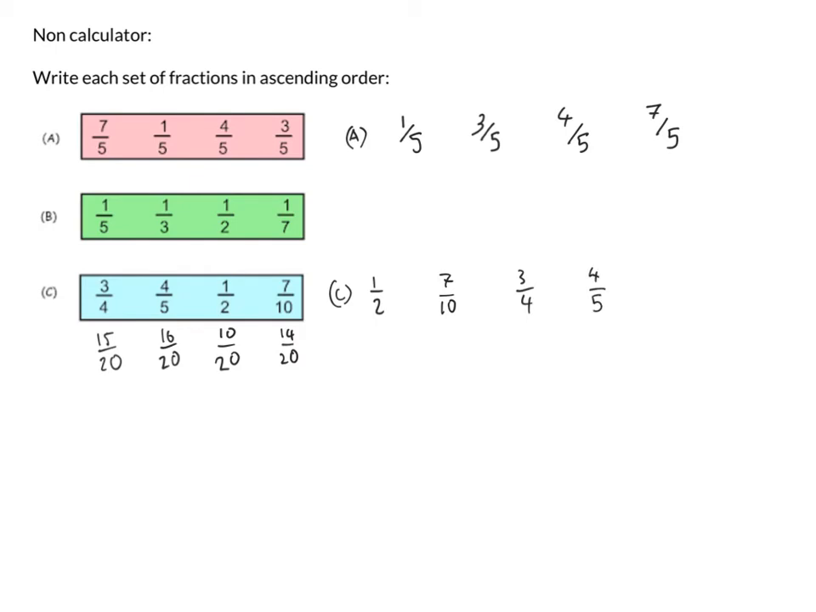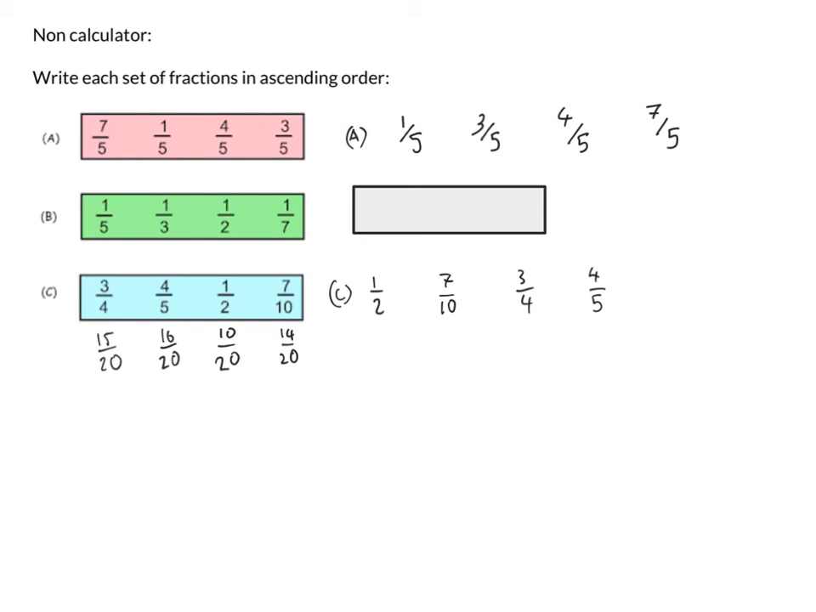Now, you might think, well, the denominators are different here, so I'm going to have to do the same thing as I did in C, but that's not the case. All of these have got the same numerator. It's 1 out of 5, 1 out of 3, 1 out of 4, 1 out of 7. And this is actually just as easy as question A to put in order, if we take a second to think about what these fractions mean.